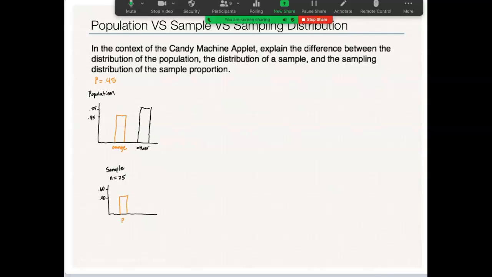And then we would call this p hat. That's a sample proportion of orange. And this is a sample proportion of other colors. And that would have to be 60%.